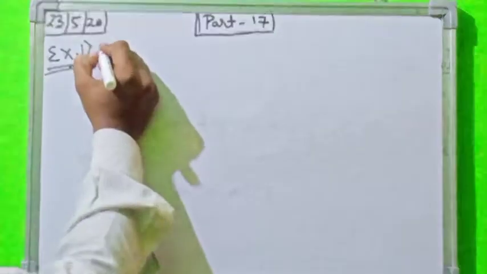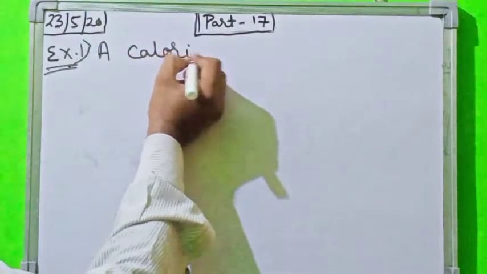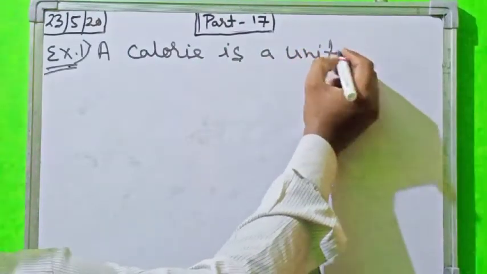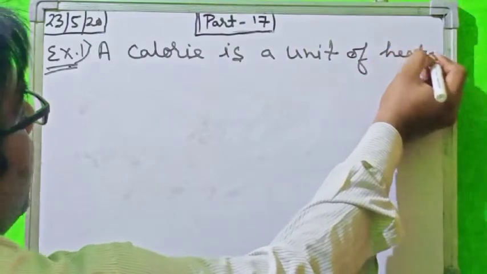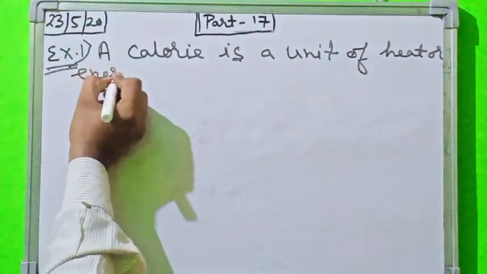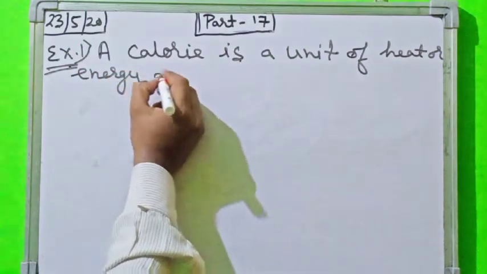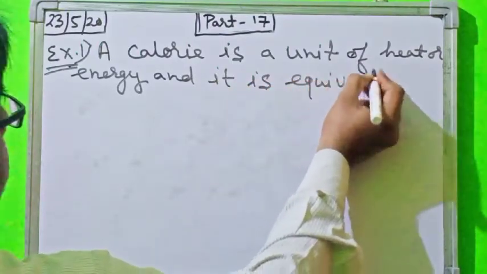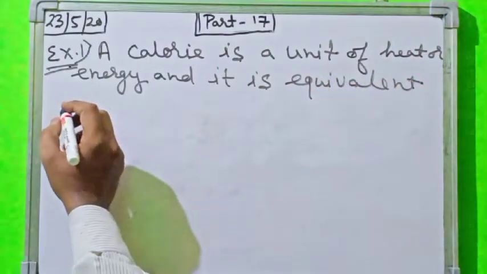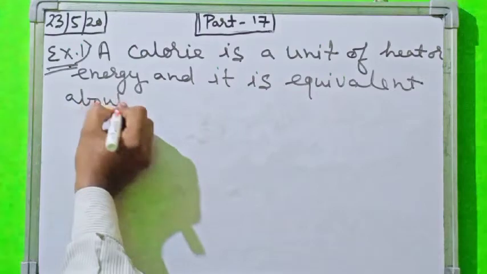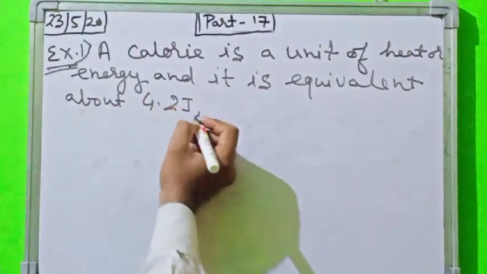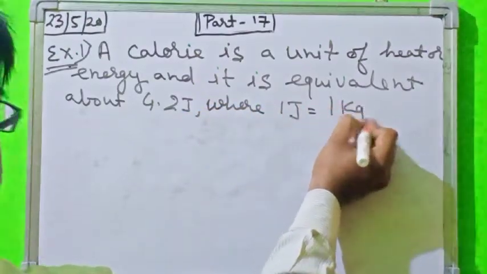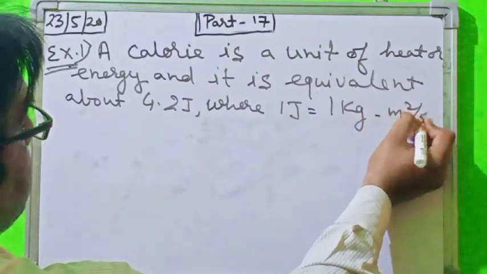A calorie is a unit of heat or energy, and it is equivalent to about 4.2 joule, where 1 joule is equal to 1 kg meter square per second square.